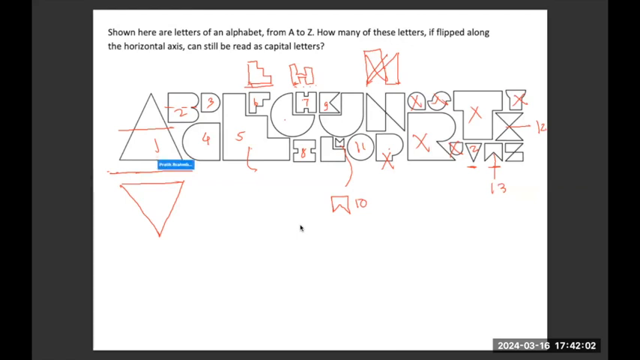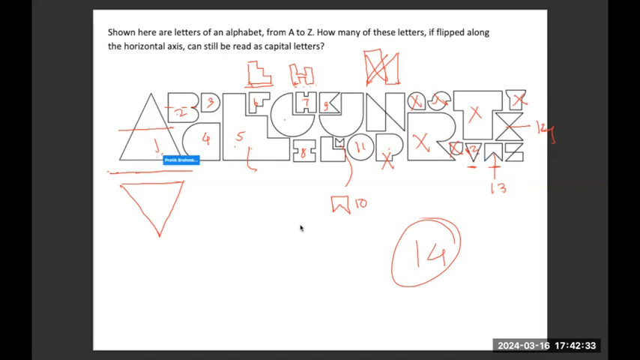Just count 1, 2, 3, 4, 5, 6, 7, 8, 9, 10, 11, 12. This is 12. This is 13. This is 14. Sorry, I miscalculated. I had 2 written in 2 places. So the correct number of letters that we found here are 14.